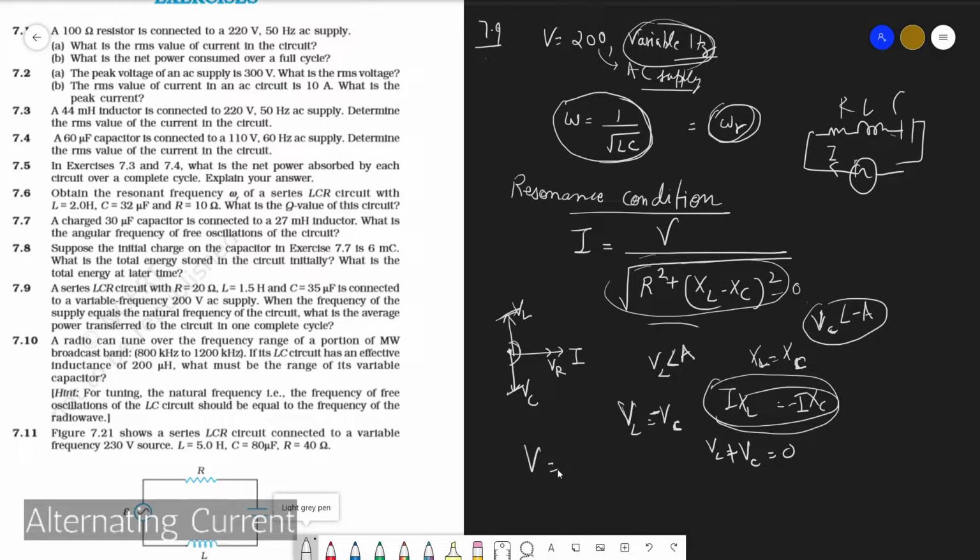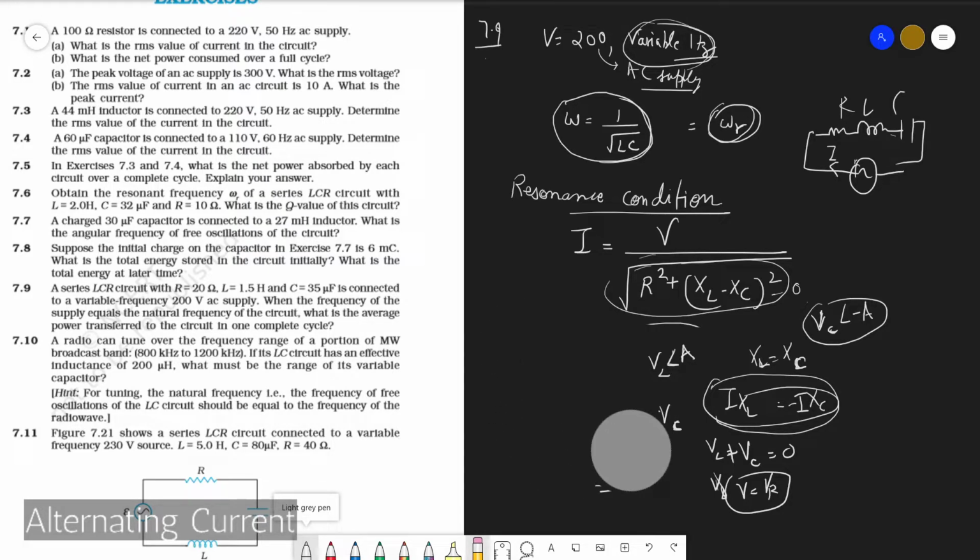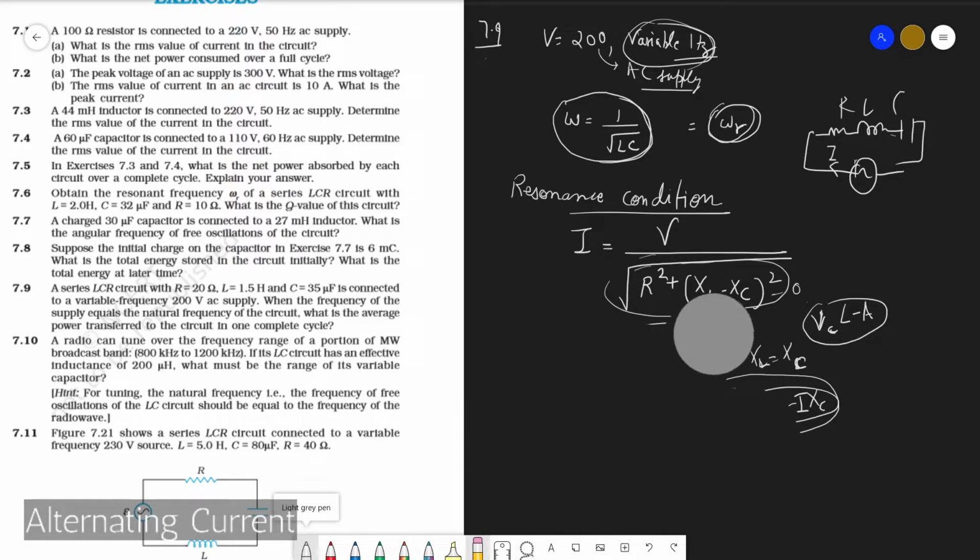So total voltage is what? VR plus VL plus VC. Since VL plus VC is equal to 0, total V becomes equal to VR only. So this is the concept: the net voltage drop occurs across the resistor only, and the power is also dissipated across the resistor only. That's why we say unity power factor. The phi angle is zero, and current is in phase in the resonance case. So this is the condition here.